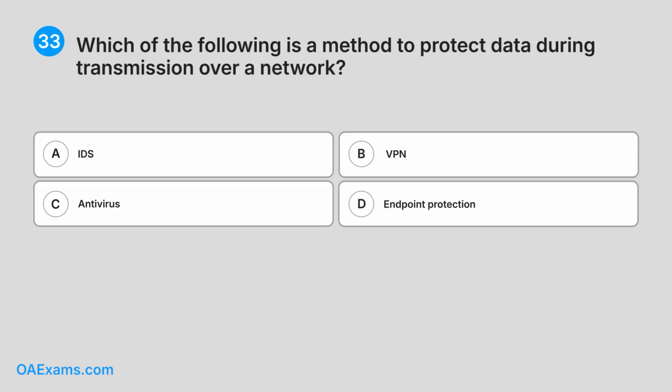33. Which of the following is a method to protect data during transmission over a network? A. IDS, B. VPN, C. Antivirus, D. Endpoint protection. What do you think is the answer?